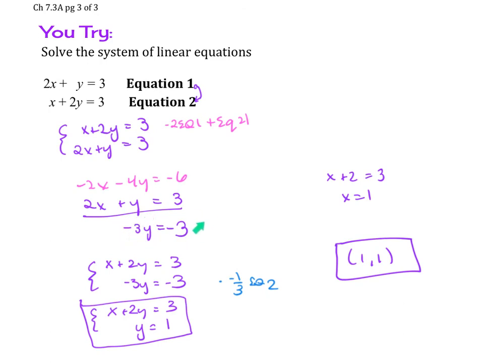Now, sometimes you don't want to solve right away. You kind of want to leave it like that. I just wanted to show you that I left it in that form. And then, in order to isolate the y, I multiplied by -1/3 to equation 2. When I did that, my new equation 2 is y equals 1. So now it's in that stair-step form. And then I used this to do back substitution, and I found that x is 1. So the answer is (1, 1).